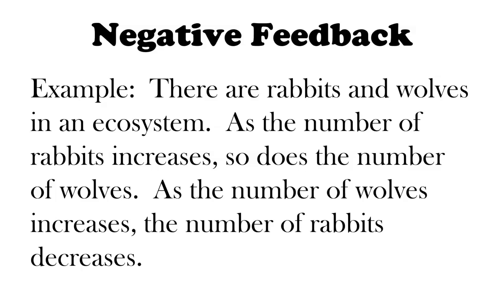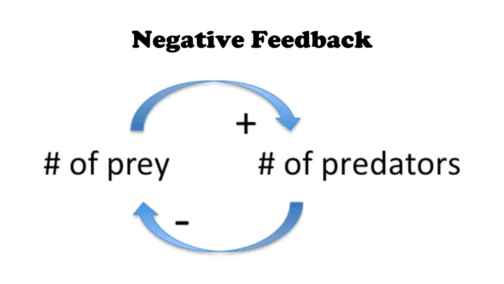An example here, if we have rabbits and wolves within an ecosystem, as the number of rabbits increases, so does the number of the wolves, and as the number of wolves increases, the number of rabbits would tend to decrease. So this is an example of negative feedback because it is a stabilizing force.